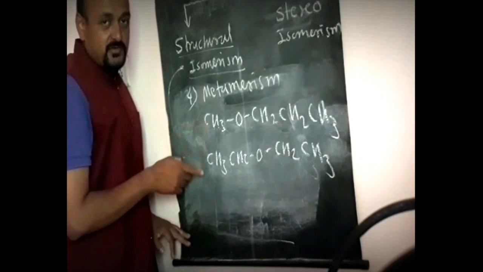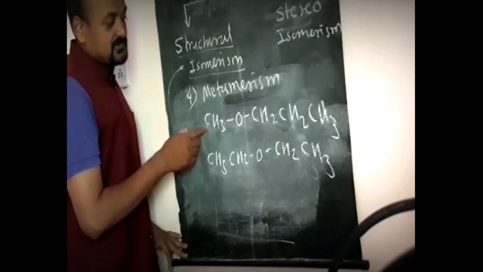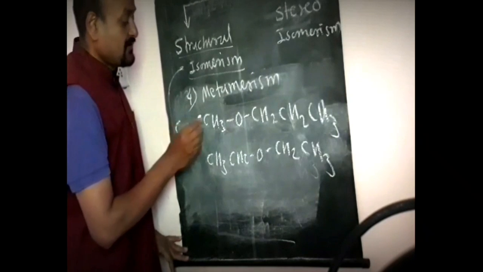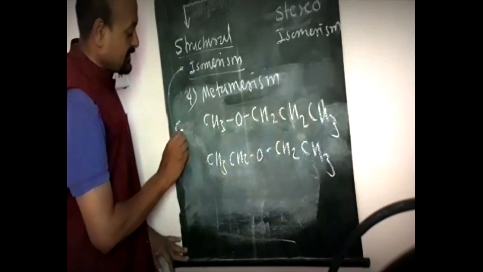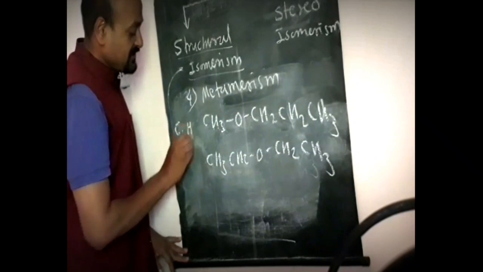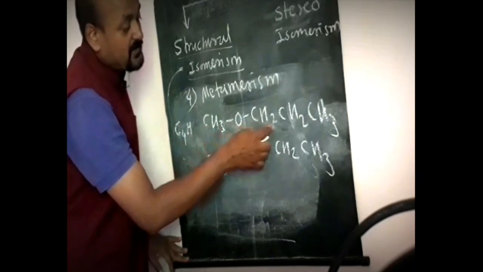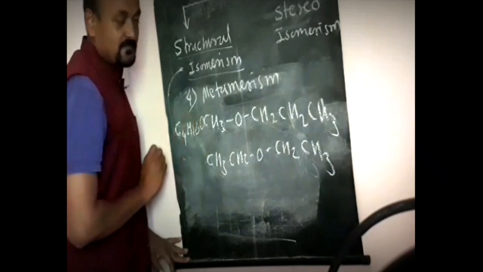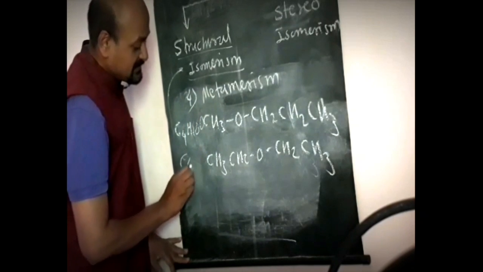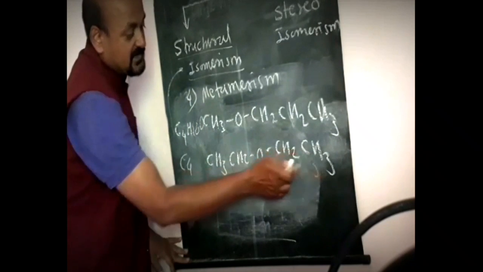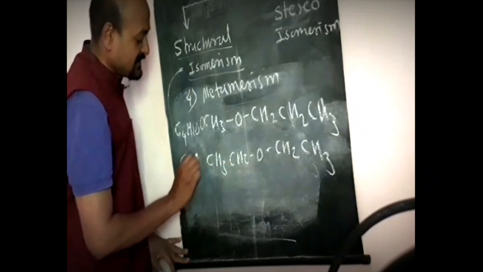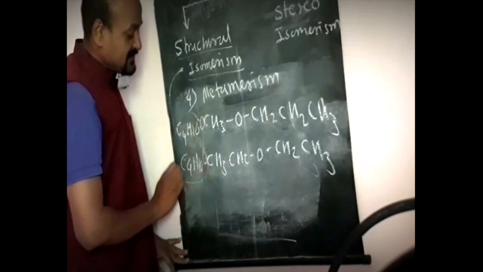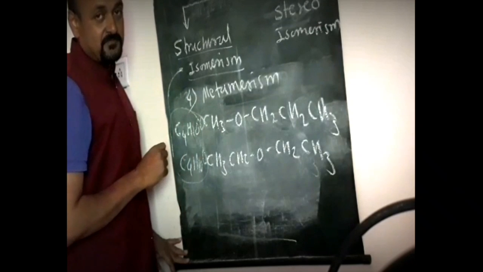Now you see these two examples. Here also the molecular formulas are the same. Right, here carbon 1, 2, 3, 4, that is C4. Hydrogen 3 plus 2 is 5, plus 2 is 7, plus 3 is 10, and O. Here also the molecular formula is C4, H 3 plus 2 is 5, 3 plus 2 is 5, that is H10 and O. That means these two compounds have the same molecular formula.